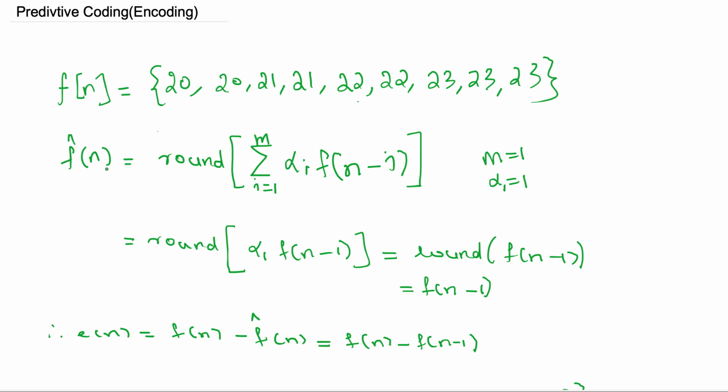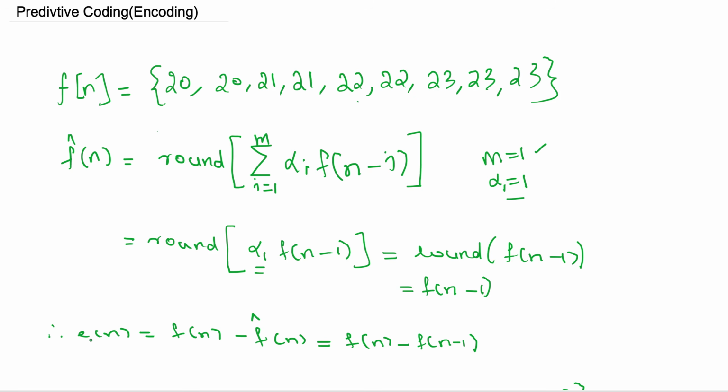The predictor function that we are using is f hat of n is equal to round of sigma i from 1 to m alpha i f of n minus i, and for the sake of simplicity I am taking the value of m as 1, so we will have i from 1 to 1. That means we will have only one term here, and I am taking the value of alpha 1 as 1. So the equation will reduce down to round of alpha 1 f of n minus 1. As alpha 1 equals 1, this will be round of f of n minus 1, and since we are dealing only with integer values, there is no need to round because the numbers will be integers themselves. So this function will be f of n minus 1.